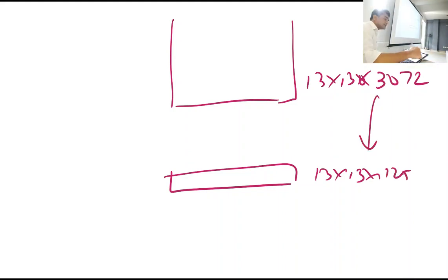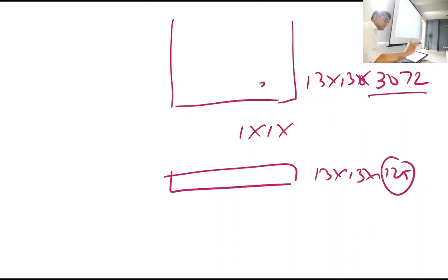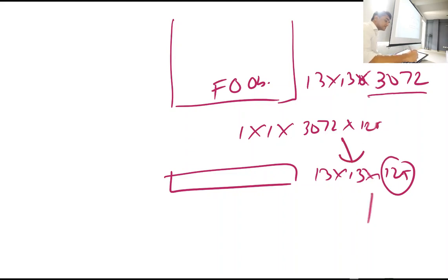See, the role of 1 cross 1 here is not what you're expecting. The role of 1 cross 1 here is to get this number. So that's what you're saying: instead of doing it in one step, do it in two steps. No, but that has the features of the objects. Who has the features? 3072 has the features of objects. I do 1 cross 1 cross 3072 cross 125, and I get this. What am I asking here? Only the important features should come.